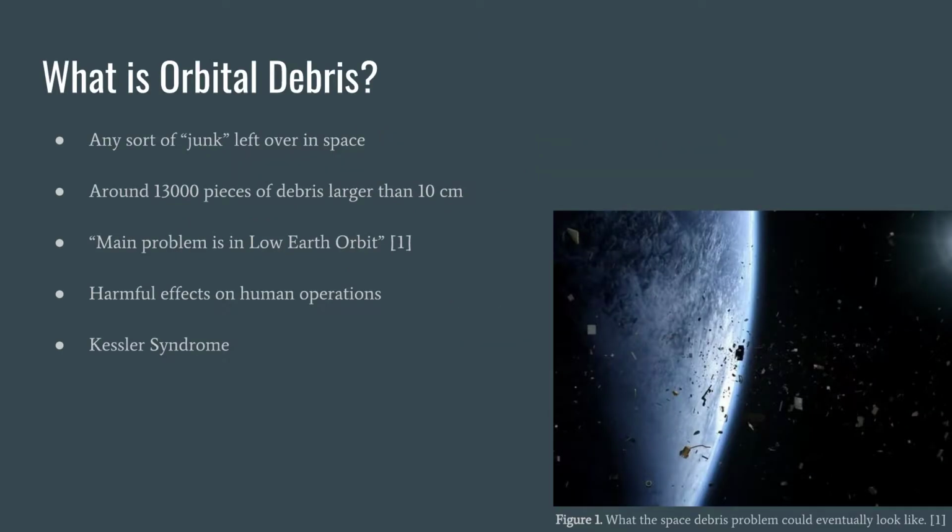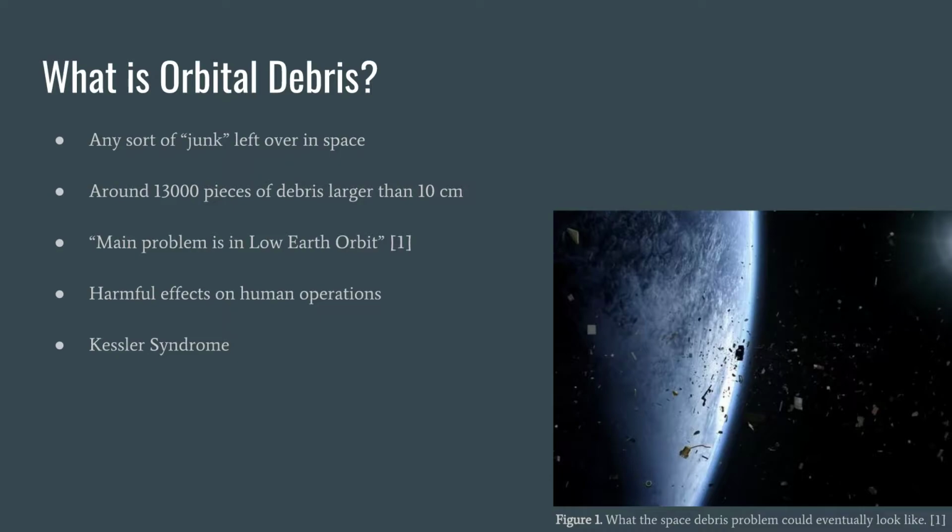What is orbital debris? Orbital debris is any sort of junk left over in space, ranging from paint chips to abandoned satellites. Around 13,000 pieces of debris are known, but it's estimated there's tens of millions of smaller pieces. The main problem is in low Earth orbit. This is because a vast majority of the satellites which we rely on daily operate in low Earth orbit.